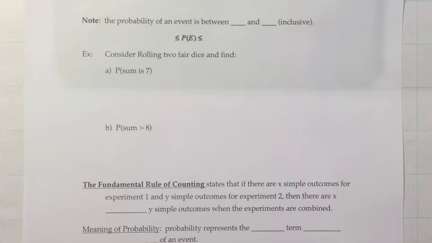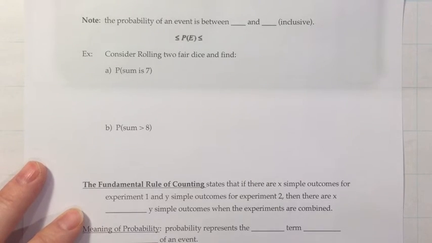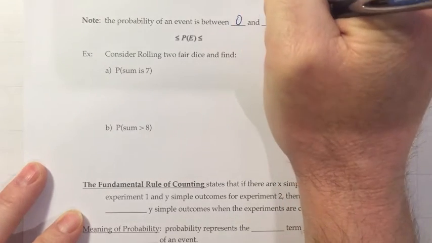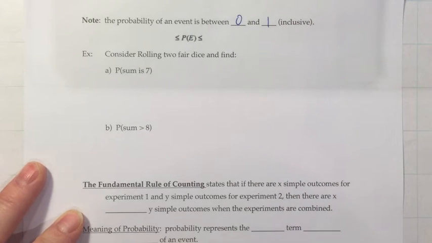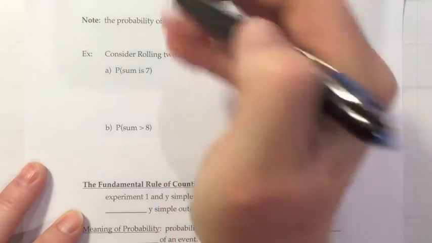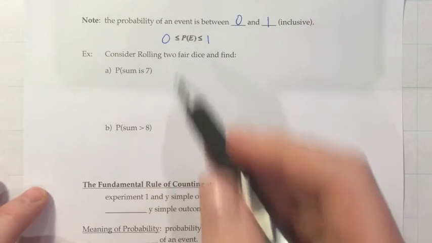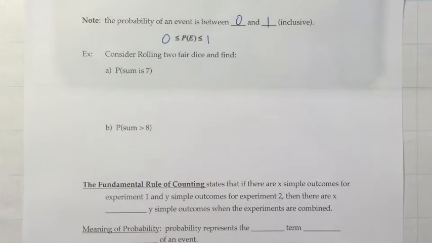Alright, a quick thing to note about probability. The probability of an event is always between 0 and 1, and that's inclusive, meaning that a probability can be 0, it can be that low, or it can be as high as 1, or anything in between. A little easier to see that in notation. So the probability of an event E is always between 0 and 1 inclusive, so we have less than or equals rather than less than.